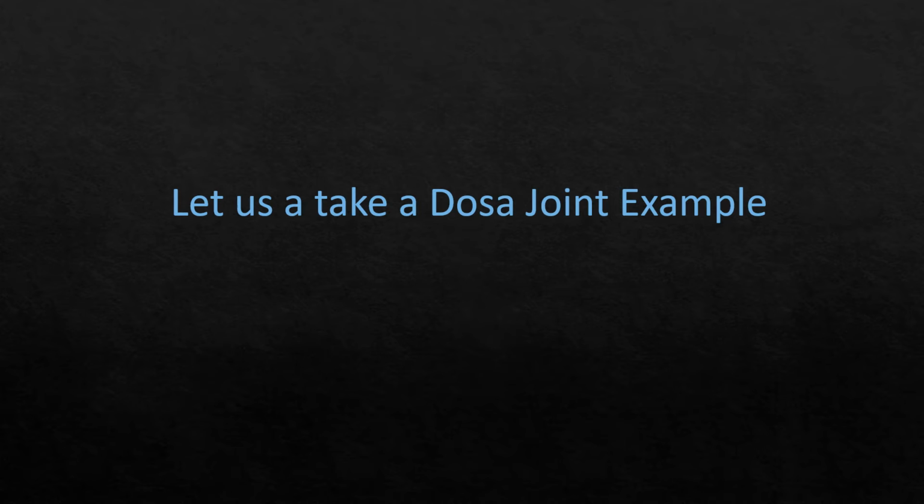Let's explore this idea with a simple example of a dosa joint. Let us say that the dosa joint sells a dosa for 60 rupees a piece. The variable cost for making a dosa is rupees 15, and contribution therefore is 60 minus 15, 45.